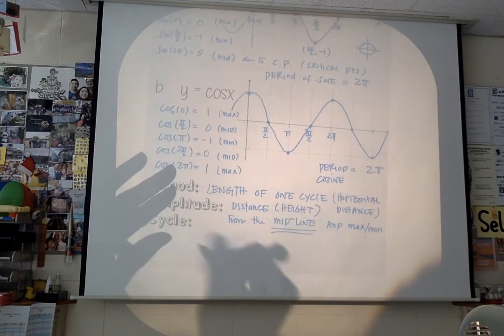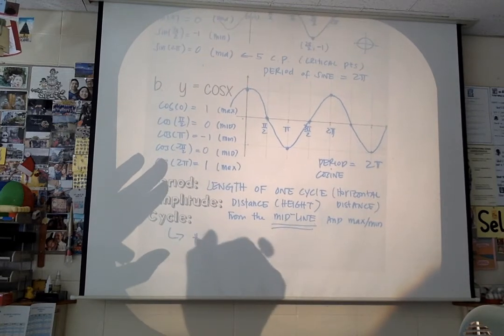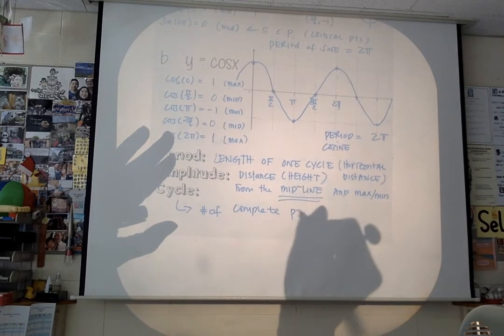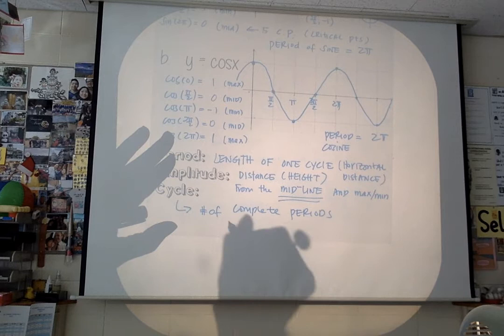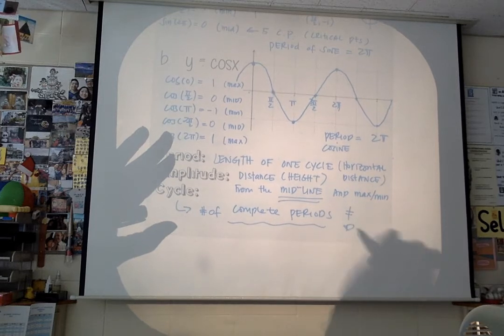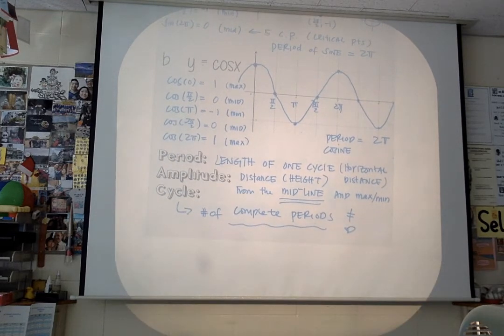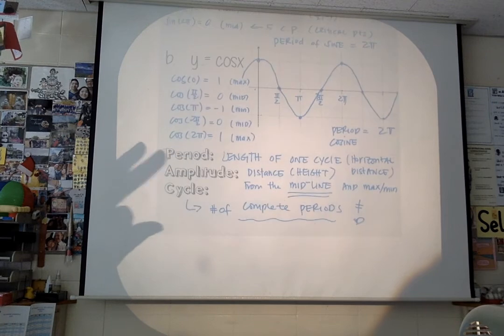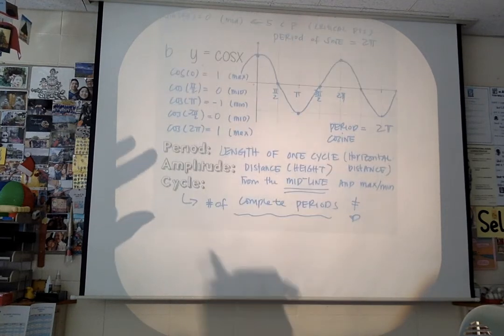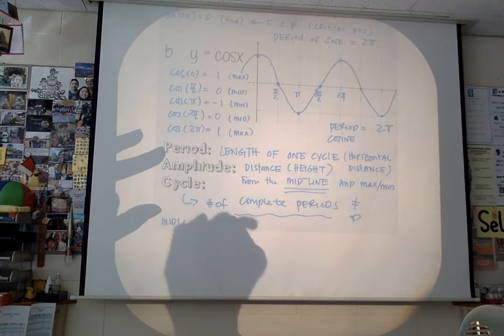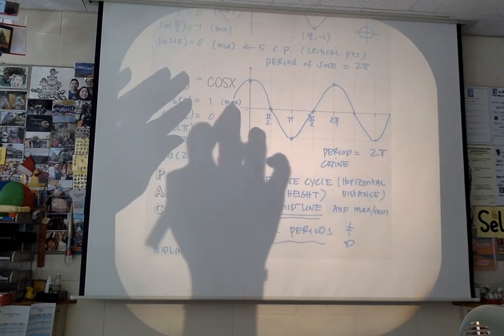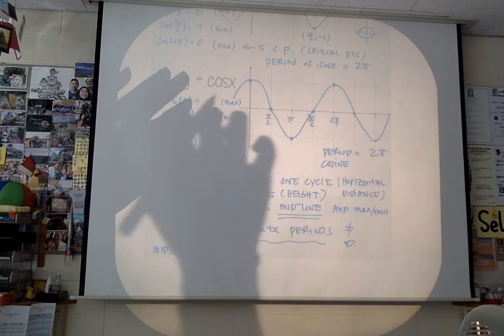And a cycle is the number of complete periods. We'll discuss more with a cycle later. On a side note, we won't need this as much because you can just calculate these. But let's write midline. Midline could change, I told you, because right now our midline is y equals 0, a horizontal line, right?